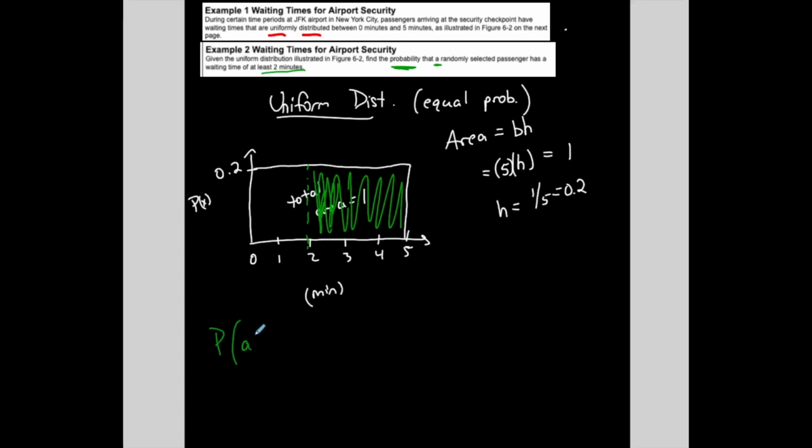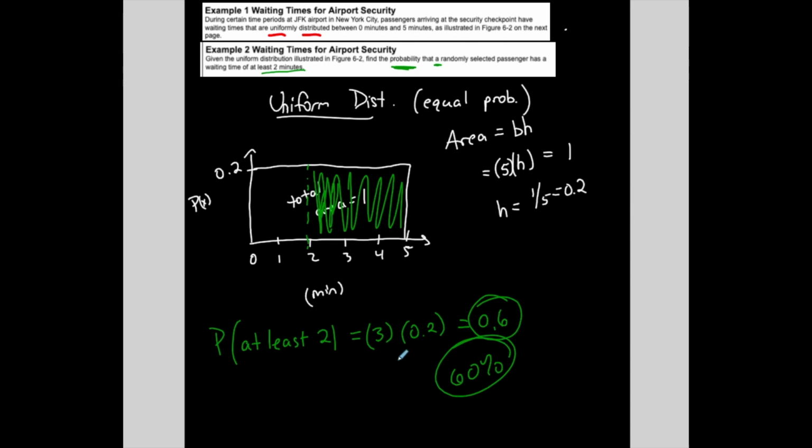The probability that I have at least a 2 minute wait is equal to the area under the curve, which is base times height. The base from 2 to 5 is 3, times the height of this rectangle, which is 0.2, which is equal to 0.6 or 60%. Okay, so this is what we call uniform distribution.